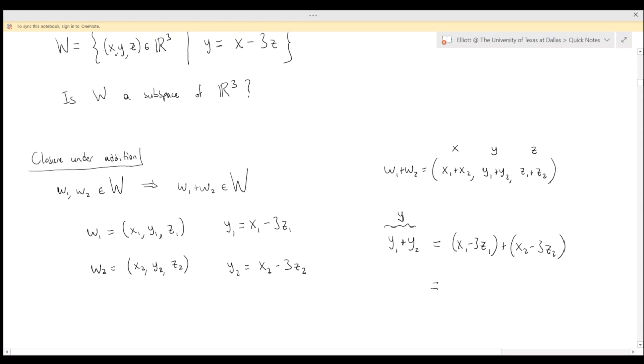Now what I'm going to do here is rearrange these terms a little bit. I'm going to group together the x1 plus x2. I'm going to group together the minus 3z1 minus 3z2. And I'm going to factor out the minus 3 as well. So it'll be minus 3 times z1 plus z2.